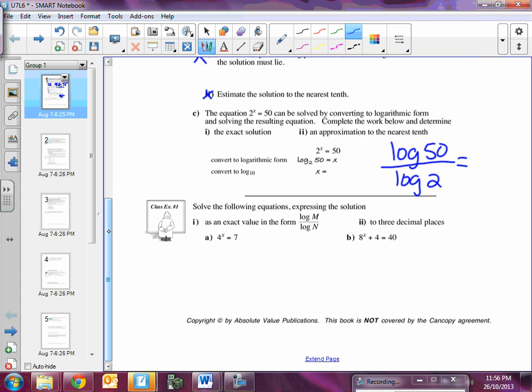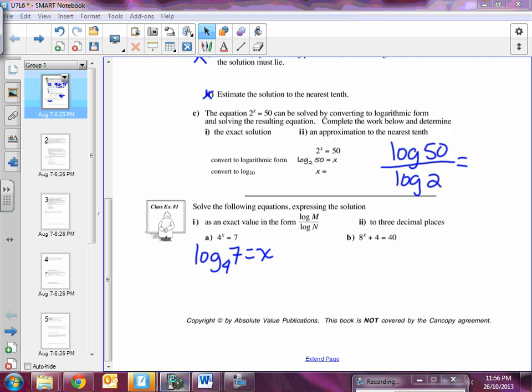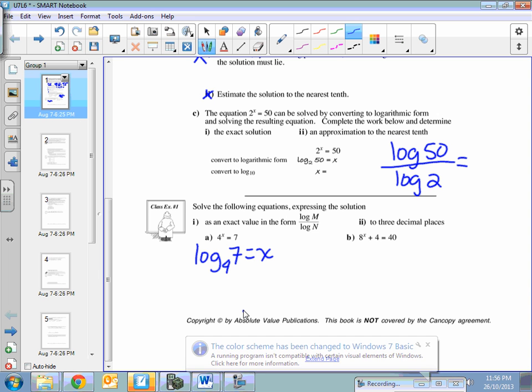Okay, so you can see in class example 1 that you can't rewrite 7 with a base of 4. They want answers as exact form and then 3 decimal places, so we'll just do both. So 4 to the x equals 7, let's write into logarithmic form. Our base stays the same, so log, we have a base of 4 of 7 equals x. So we're going to put this in our calculator. To have an exact value, we would go log of 7 divided by log of 4 equals x.